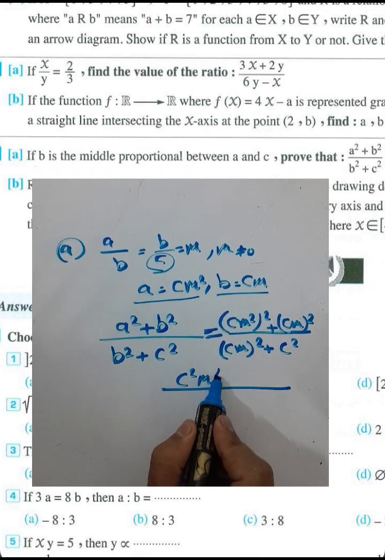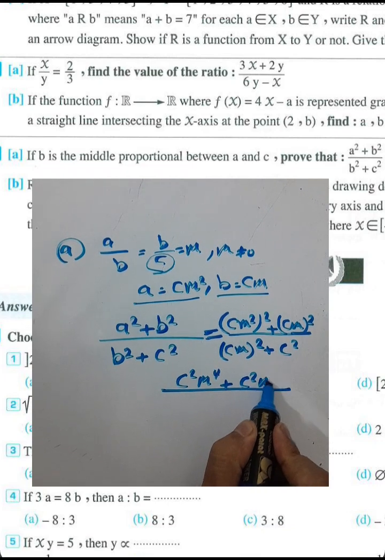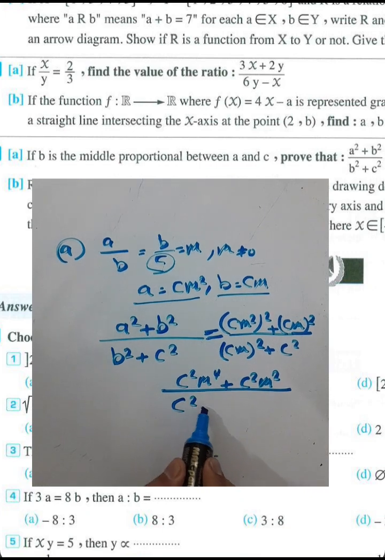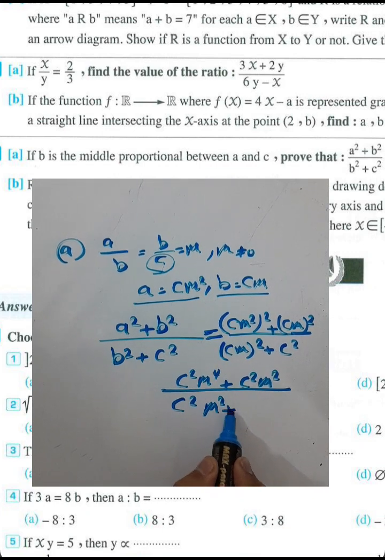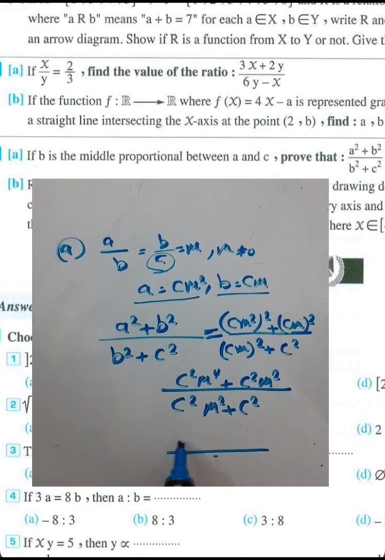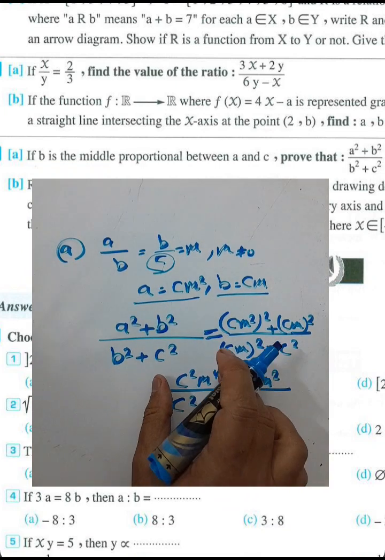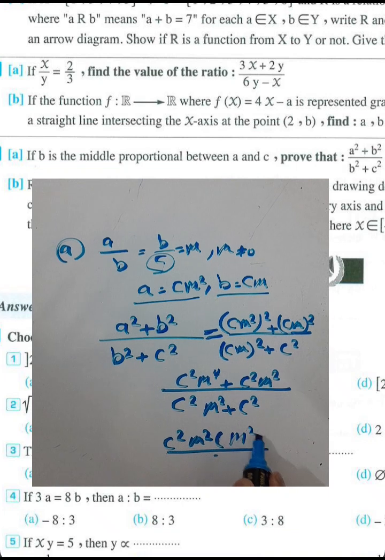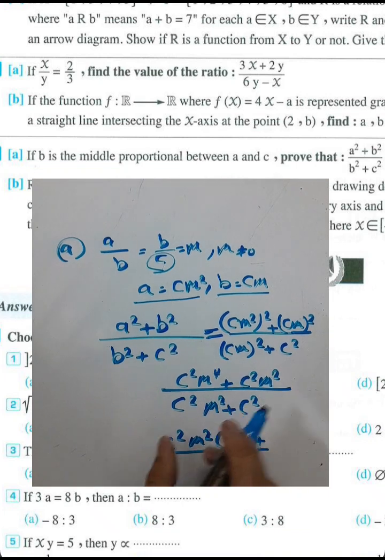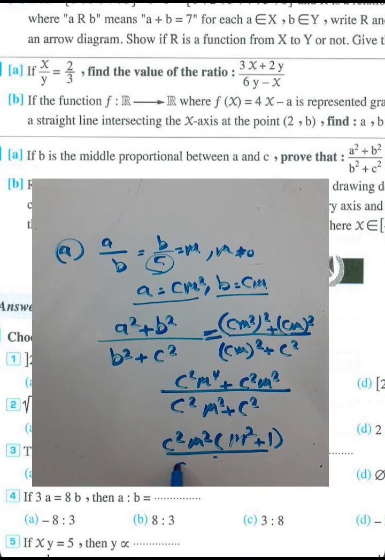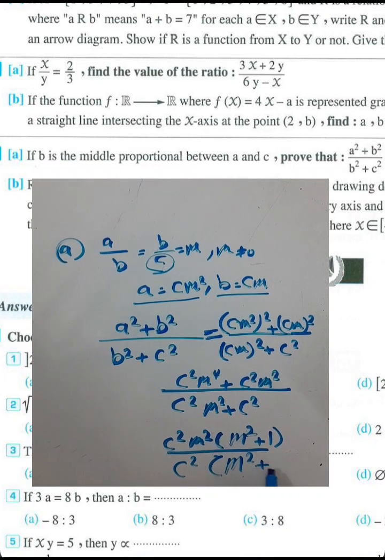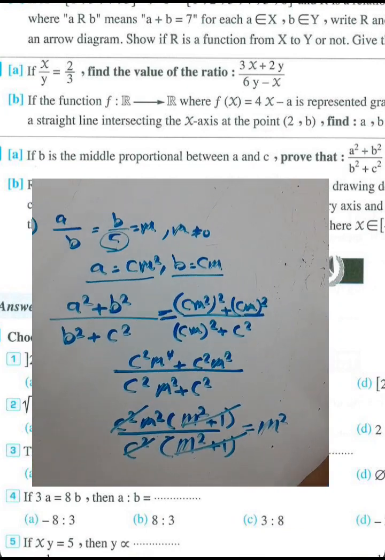Right, c squared m to the power 4 plus c squared m squared, and here c squared m squared plus c squared. You can take c squared as a common factor: m squared divided by this term gives m squared, and this term by itself gives 1. We can write c squared as a factor between them. The result will be m squared plus 1 over m squared plus 1. The result will be m squared.